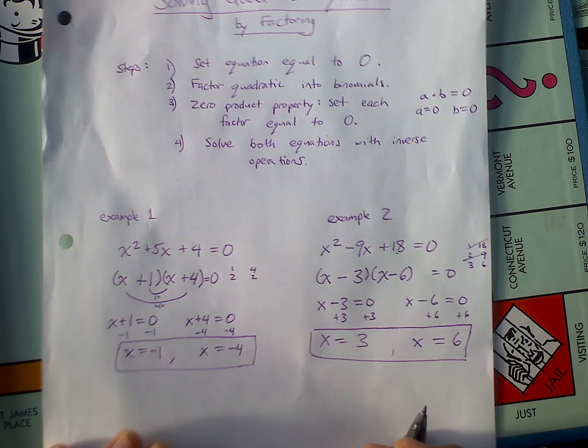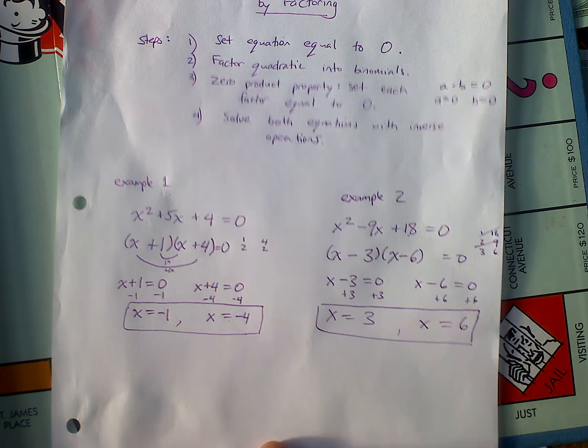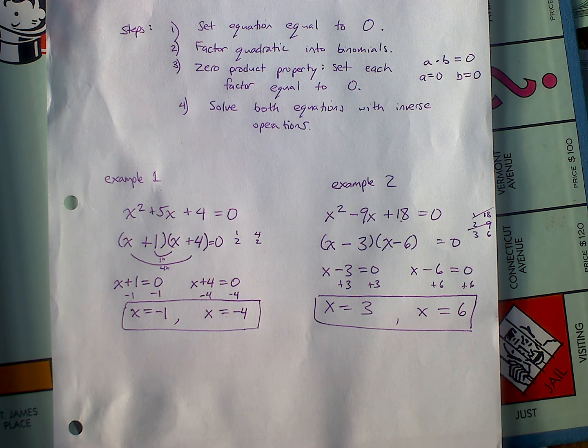Okay, let's give this a shot. Set each one equal to 0, factor into binomials as you practiced in the last lesson. Set each of those factors equal to 0 and solve using simple inverse operations.